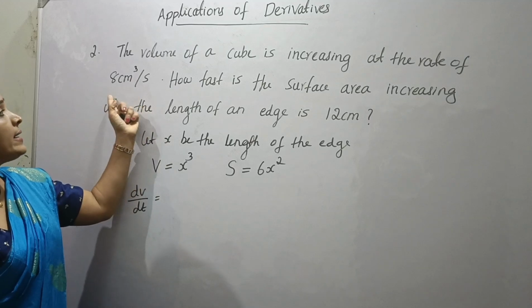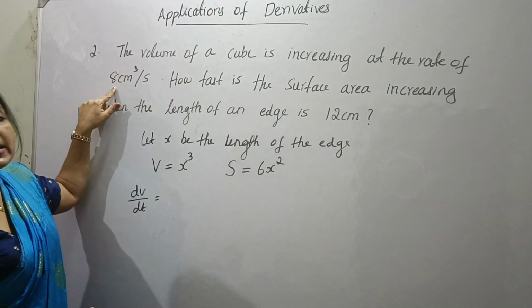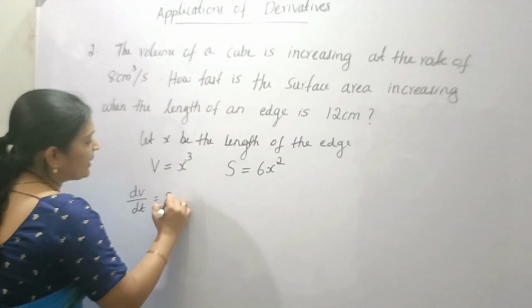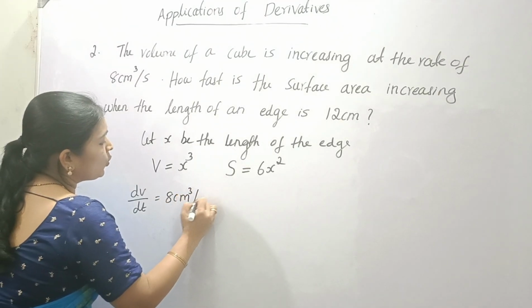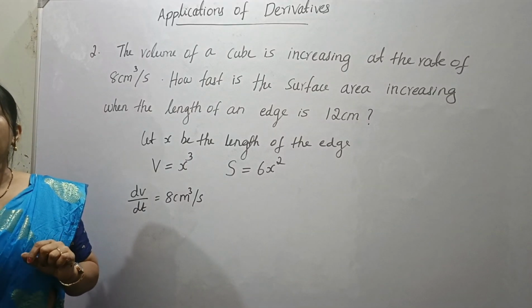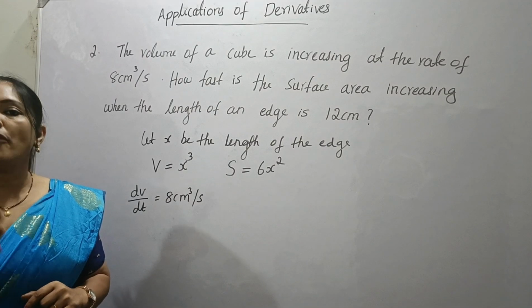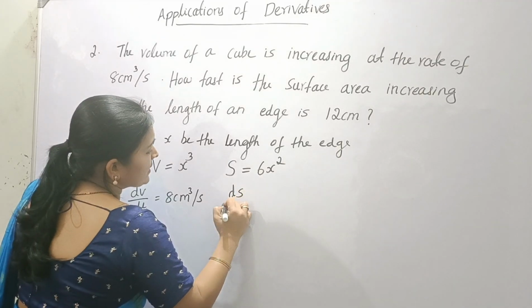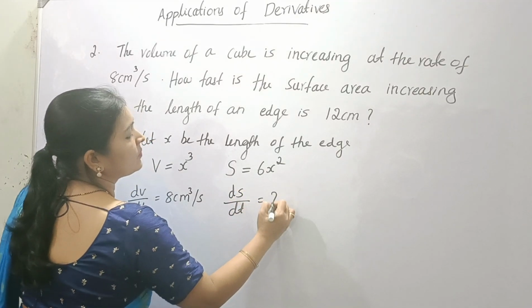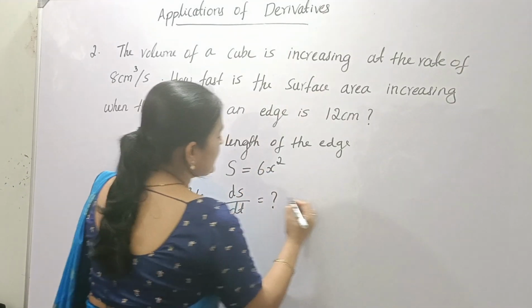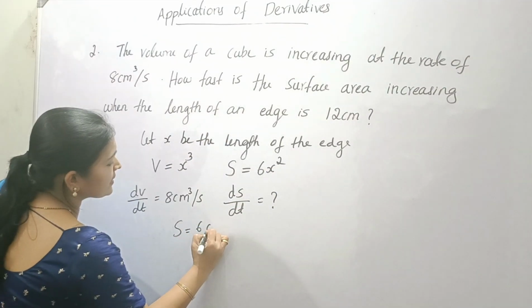For a second, its change is 8 centimeter cube. So dV by dt is given, that is 8 centimeter cube per second. What we have to find is dS by dt, the rate of change of surface area with respect to time. We have a formula, S is equal to 6x square.